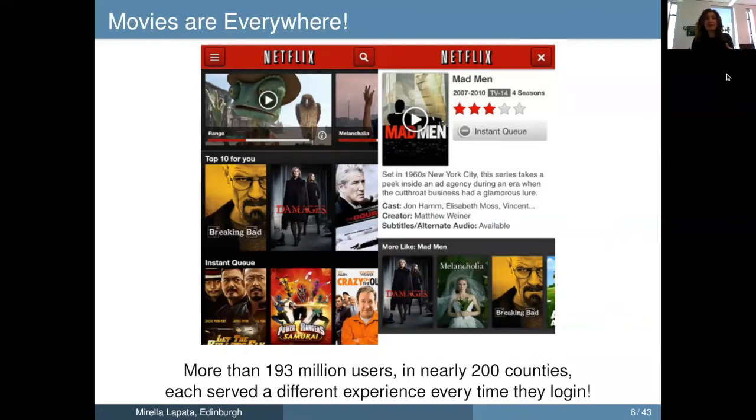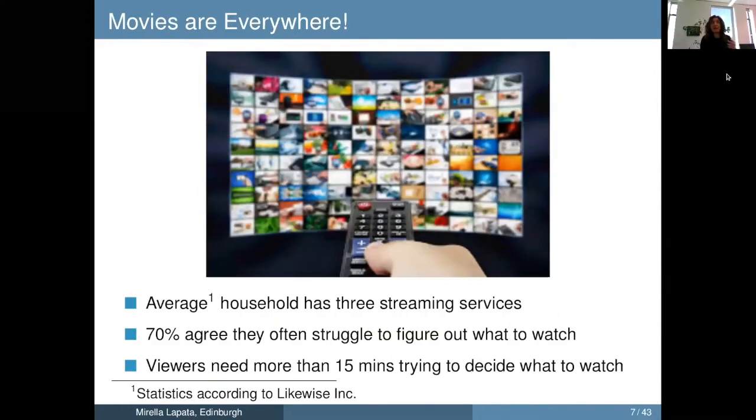Now, the fact that these movies are everywhere is great, but it actually comes with its own issues. So there was a study a couple of years back, actually last year, not a couple of years back, 2020. They found that the average household in America has 3 streaming services, not one, 3. And this is approximately, I don't know, 100 and something dollars to pay every month. This is an aside.